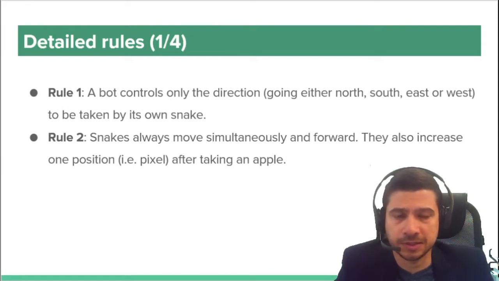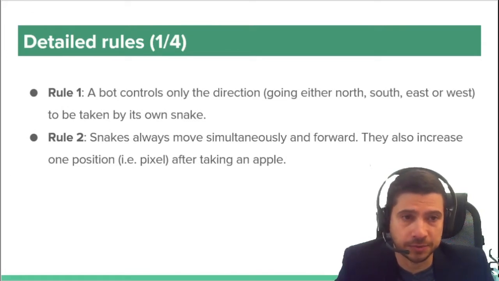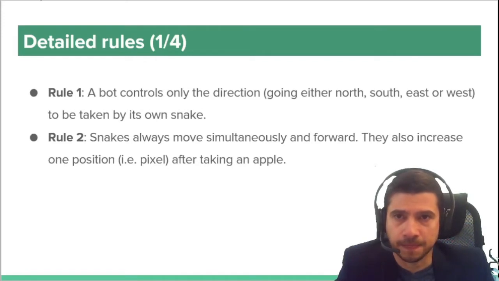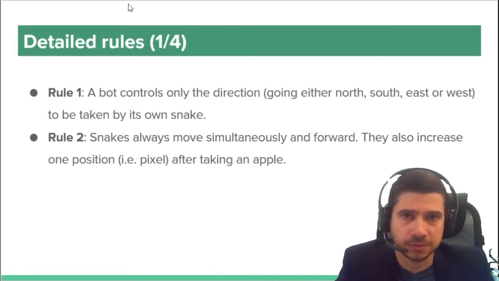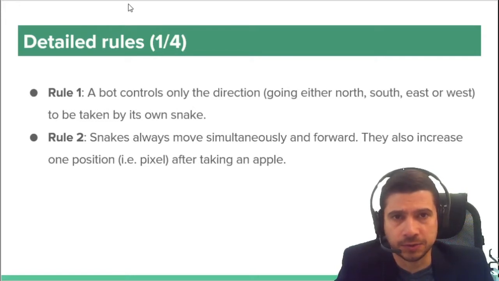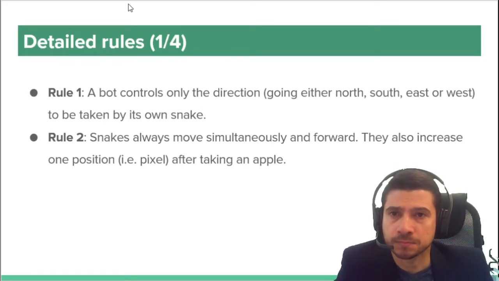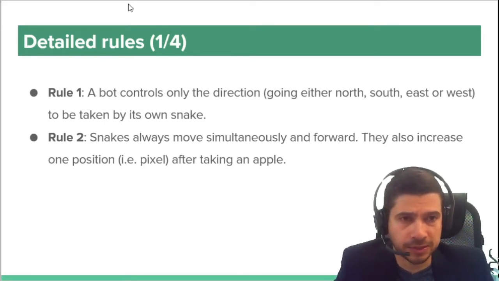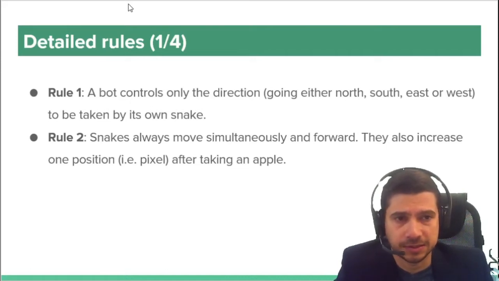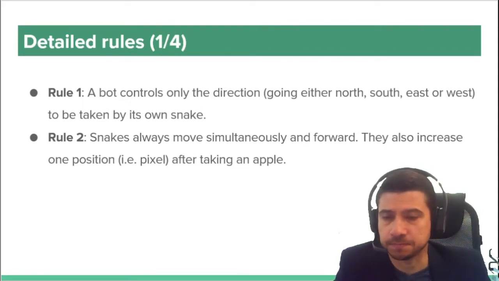So let's see details about the rules for the snakes. A bot controls a snake, which can go either north, south, east, or west. Snakes move simultaneously, so at each second, the bots take the decision simultaneously without knowing which direction the other bot is going to, and then they move one pixel, one position in the maze.